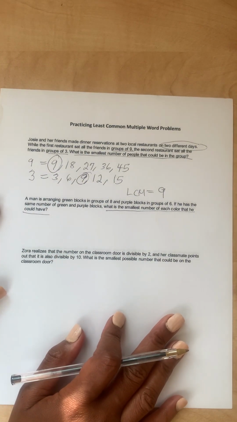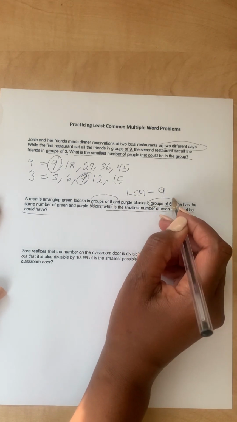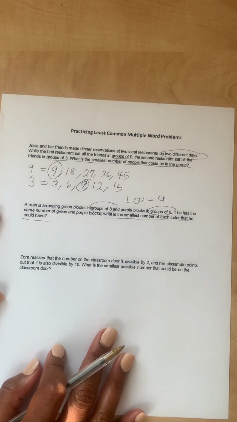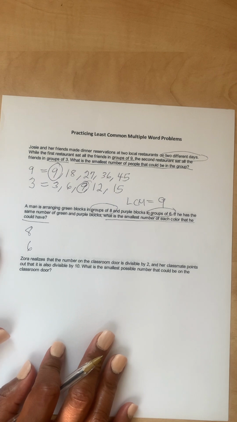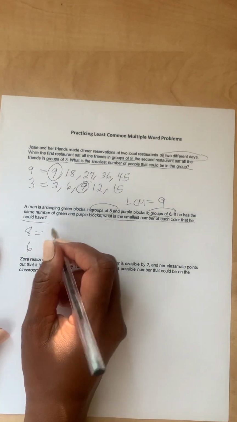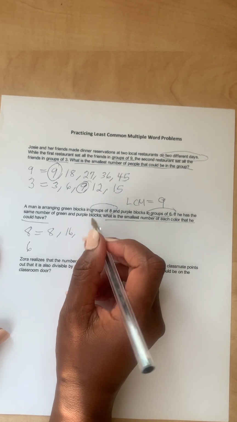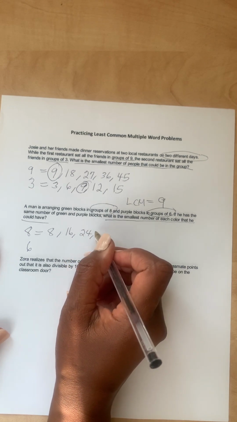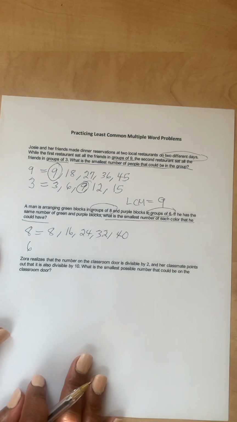Now, for our list, we know it says here groups of 8 and groups of 6. So we will be finding the multiples of 8 and 6. And with that, we'll know that will be the smallest number of each color that he can have. Okay, so the multiples of 8. 8 times 1 is 8. 8 times 2 is 16. 8 times 3 is 24. 8 times 4 is 32. And then 8 times 5 is 40.